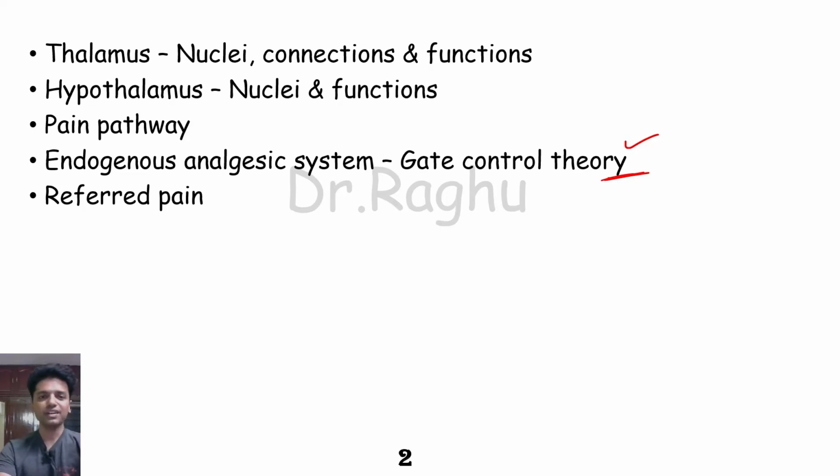Again important, referred pain, so many times this is asked. What is referred pain, how do you define it, and what are the different theories which explain referred pain. Remember this. Neurotransmitters: they can just ask you to enumerate the neurotransmitters. They can sometimes ask you to enumerate only the excitatory or the inhibitory neurotransmitters. So it is always good to know a few excitatory and a few inhibitory neurotransmitters.